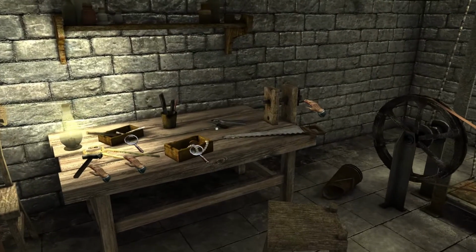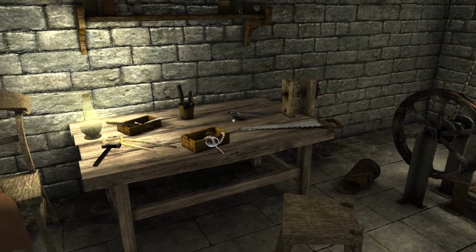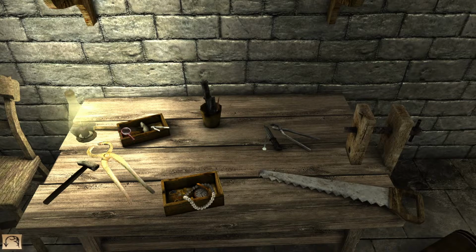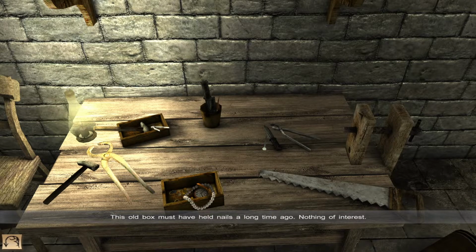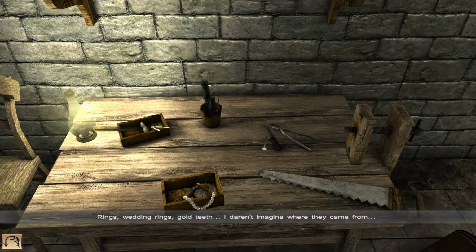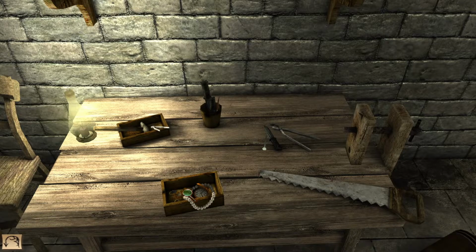Okay. I'm starting to be a little worried. This old box must have held nails a long time ago. Nothing of interest. Hammer. I'll take it. Okay. Pincers. Rings, wedding rings, gold teeth. I don't imagine where they came from. Bodies. Probably from the bodies. What else?